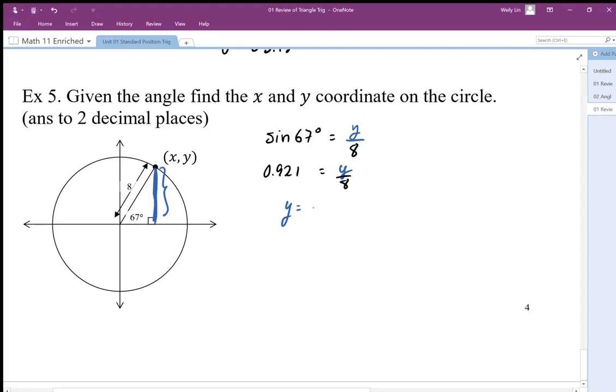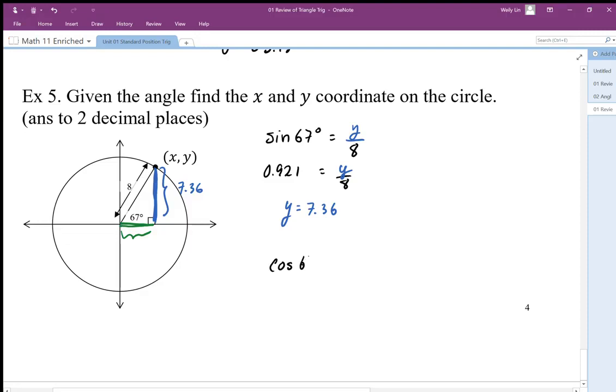I get 7.36. So that length is 7.36. At this point, I have two sides of the right triangle. I can use Pythagoras to find the third side. So this third side here is x. Or I can use the cosine ratio, which goes with x. So I'm going to do it both ways.